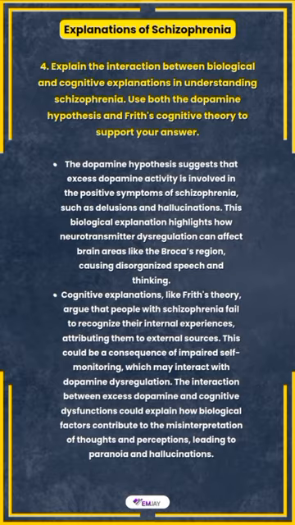The dopamine hypothesis suggests that excess dopamine activity is involved in the positive symptoms of schizophrenia, such as delusions and hallucinations. This biological explanation highlights how neurotransmitter dysregulation can affect brain areas like the Broca's region, causing disorganized speech and thinking. Cognitive explanations, like Frith's theory, argue that people with schizophrenia fail to recognize their internal experiences, attributing them to external sources. This could be a consequence of impaired self-monitoring, which may interact with dopamine dysregulation.